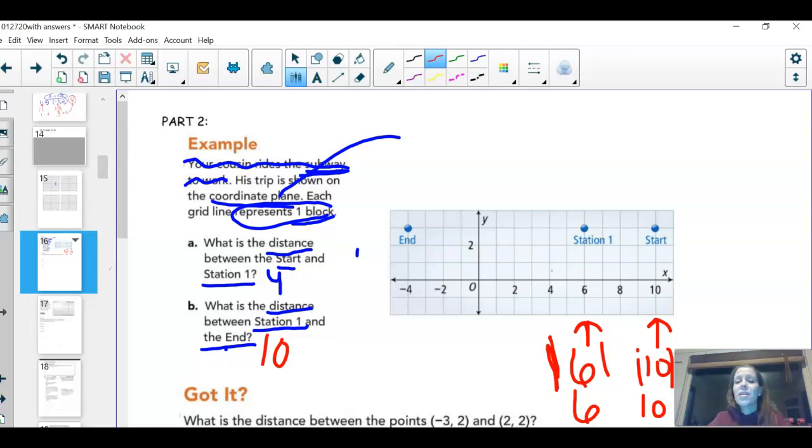Because they're both positive, if they're both positive or both negative, I'm going to subtract them.